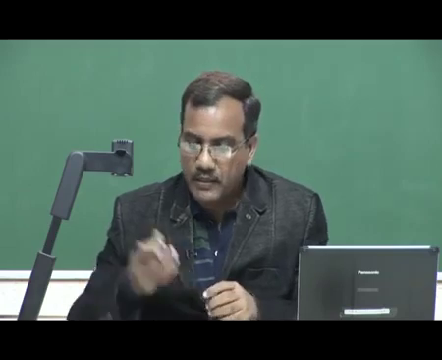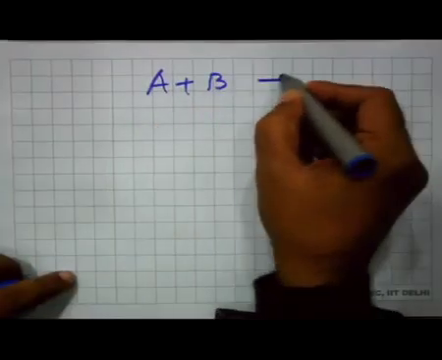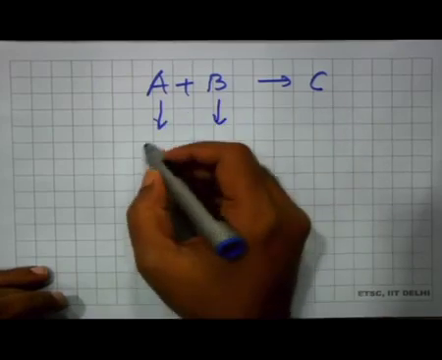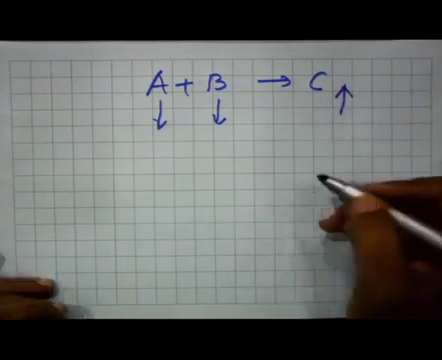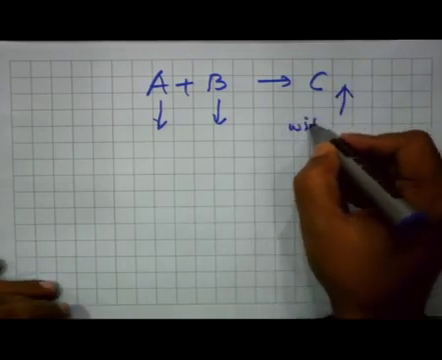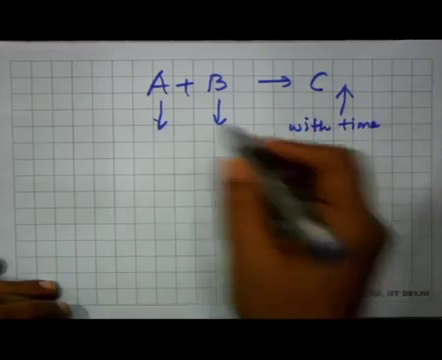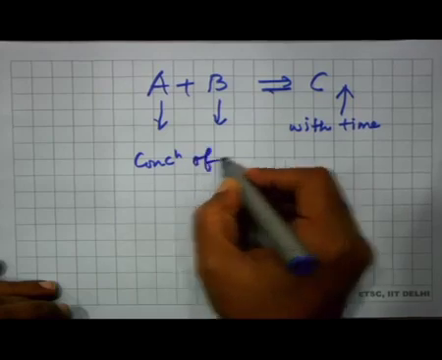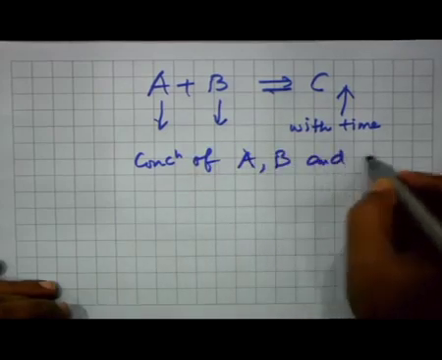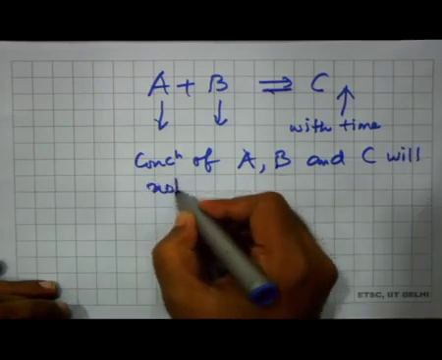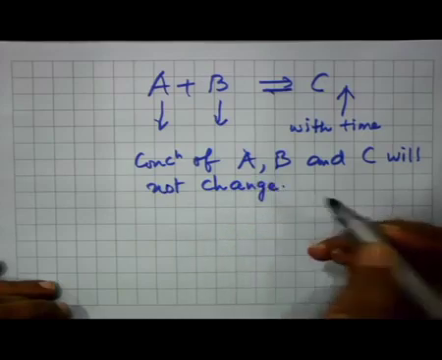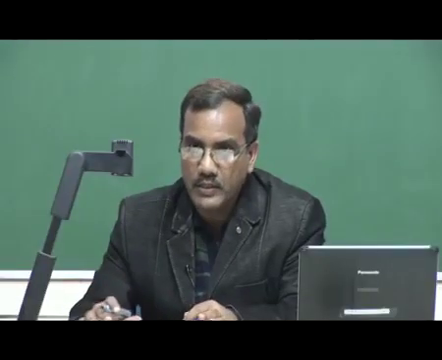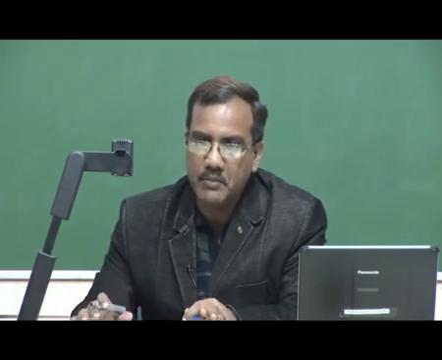Okay, so now think of another reaction, A plus B giving you C. Again you will say same thing, initially A and B will decrease and C will increase with time. And after some time, your concentration of A, B and C will not change. It means equilibrium state is achieved. So, when concentration of reactants or products are not changing with time, then we say that equilibrium state is achieved.